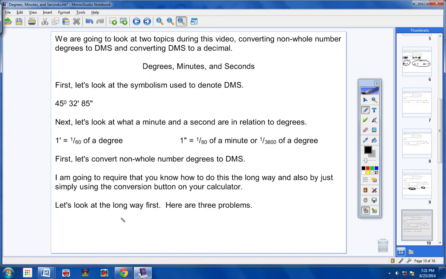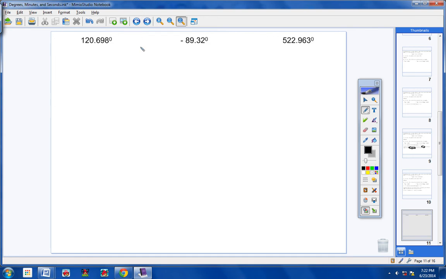Let's take a look. Let's look first at the long way. And here are 3 problems that we're going to look at. So please copy these 3 problems down. We're going to convert this and this and this to degrees, minutes, and seconds. So please take some really good notes and follow along. Let's start off with this problem right here first, okay?